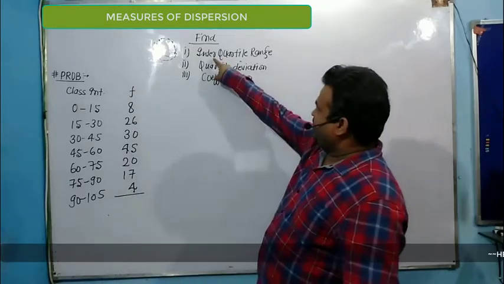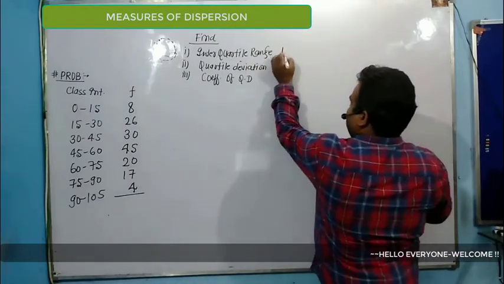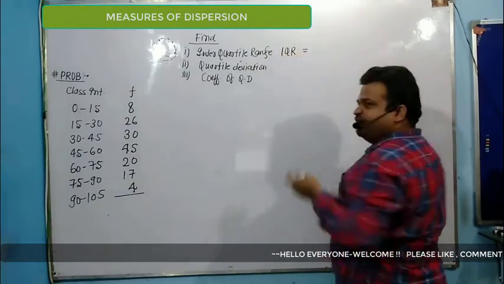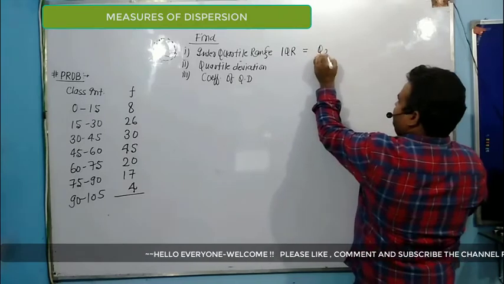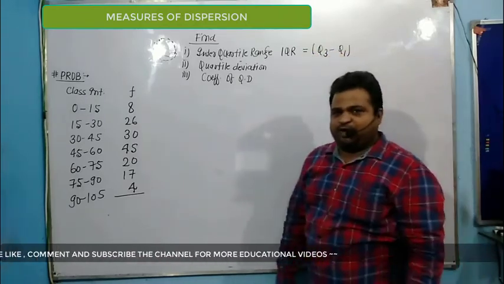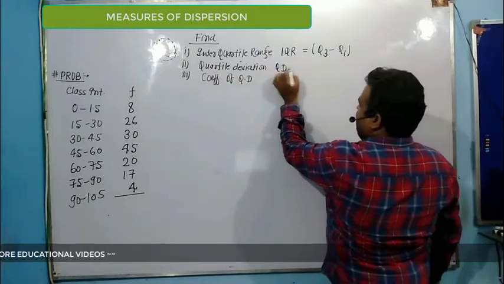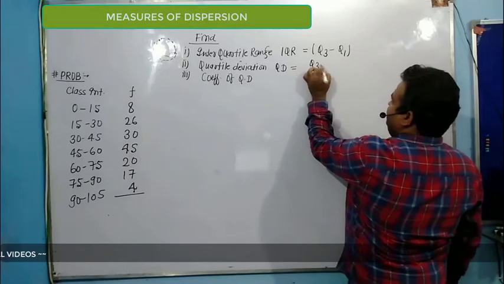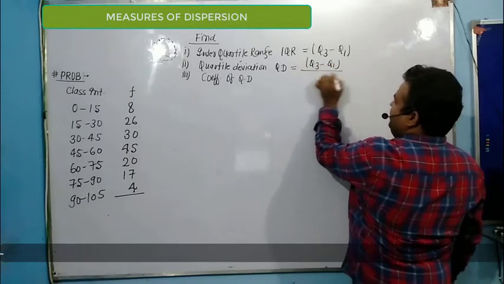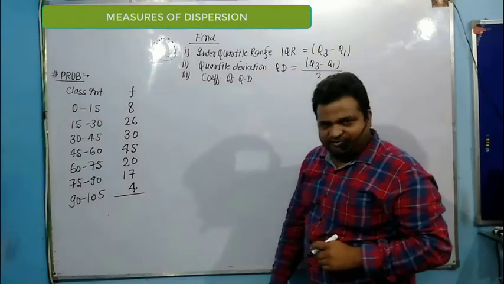You need to calculate quartile, interquartile range, IQR, and one should know the formula of IQR, which is Q3 minus Q1. It is the difference of the upper quartile value and the lower quartile value. Now second is quartile deviation. The quartile deviation formula is Q3 minus Q1 divided by 2. It means IQR divided by 2 will give you the quartile deviation.